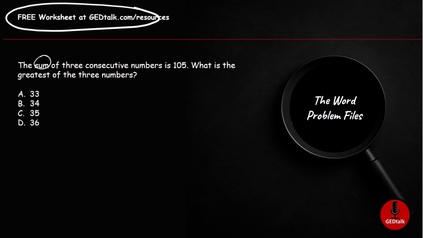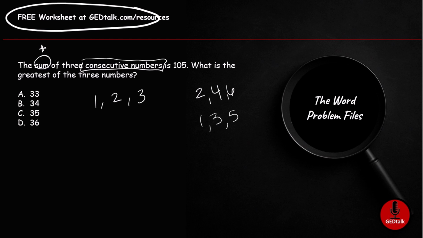Sum means the combination. So when we see sum, think addition. Consecutive numbers mean numbers like 1, 2, and 3. They're consecutive. They each go plus 1 to get to the next number. If you saw 2, 4, 6, these are considered even consecutive numbers. If you saw 1, 3, and 5, those are going to be your odd consecutive numbers. And obviously, both of these lists could keep going on.